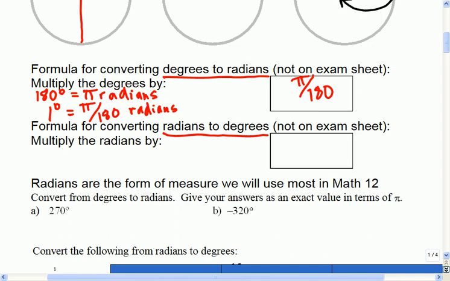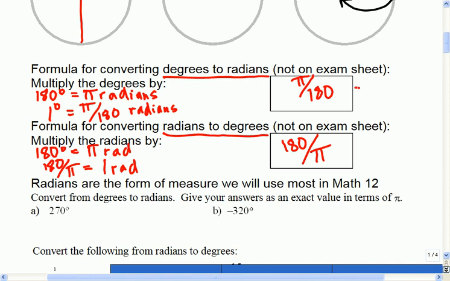Sure, Connor? 180 over pi. Brave enough to explain it? It's the opposite of pi over 180. Yeah, so if we looked at the same little equation I had, 180 degrees equals pi radians, that means that if I want to know how much a radian is worth, 180 over pi is equal to 1 radian. So if I wanted to find out what 2 radians is worth, well, each one is 180 over pi, so it'll be 2 times 180 over pi. And that gets me in there.